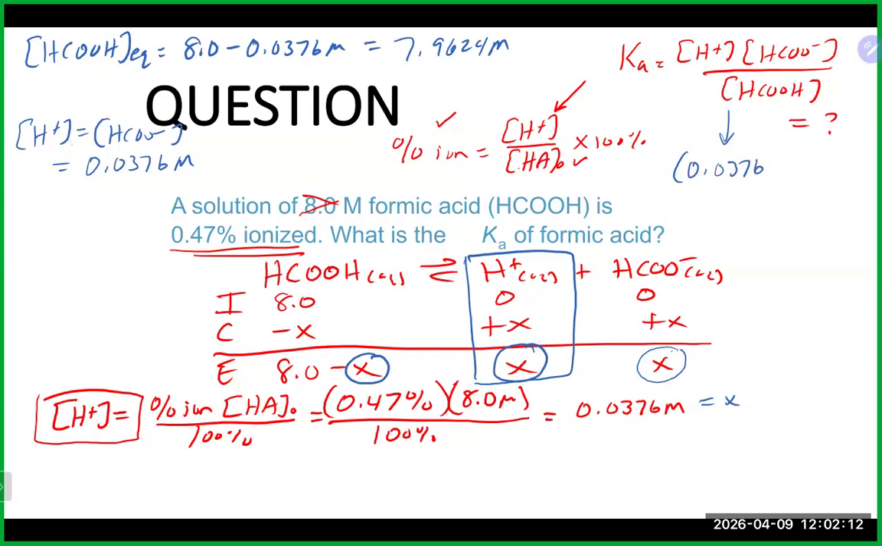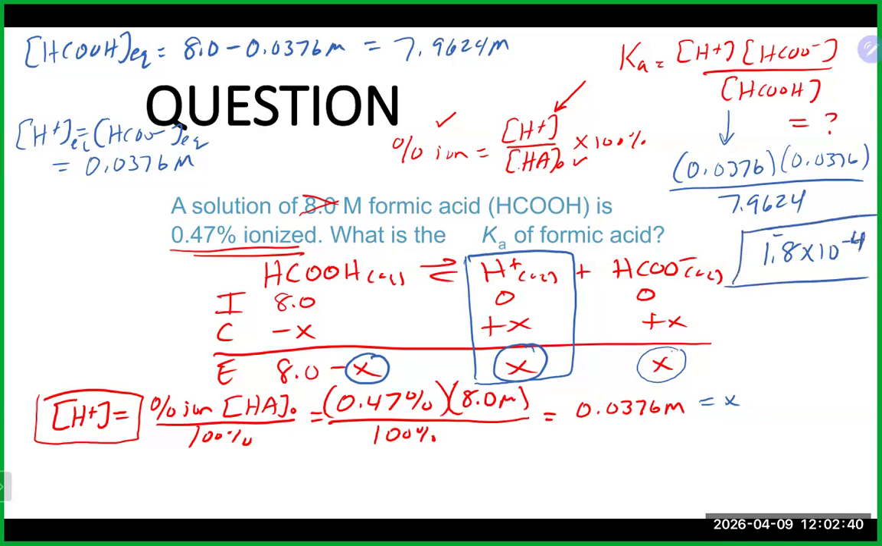At this point, we can put all those numbers in: 0.0376 times 0.0376 divided by 7.9624. If we do that, 0.0376 squared divided by 7.9624 gives us 1.8 times 10 to the minus 4 as our Ka value in this case.